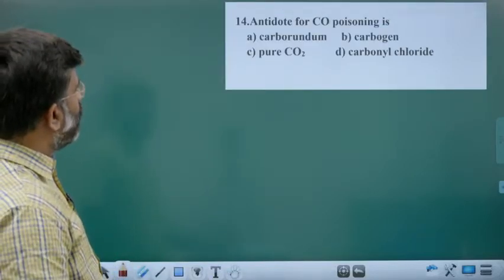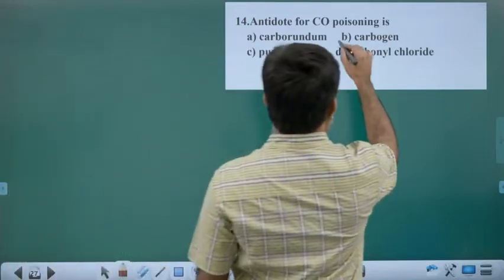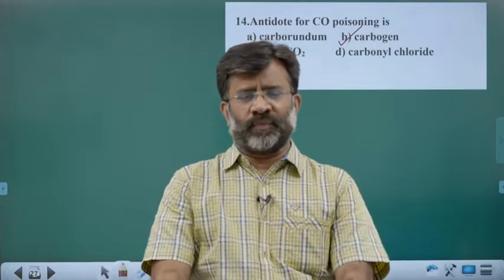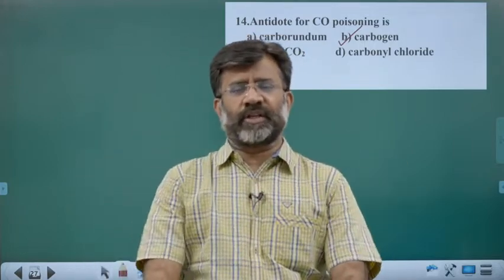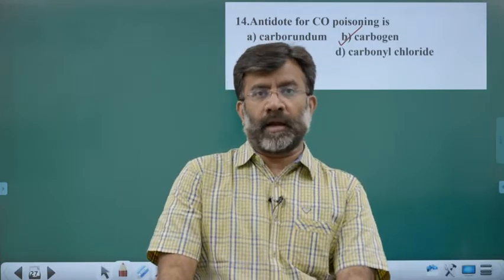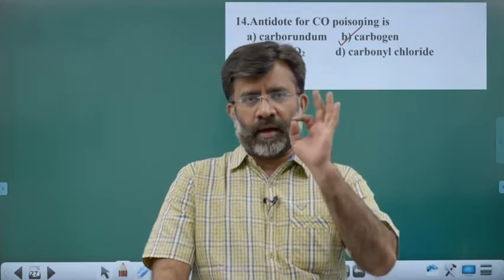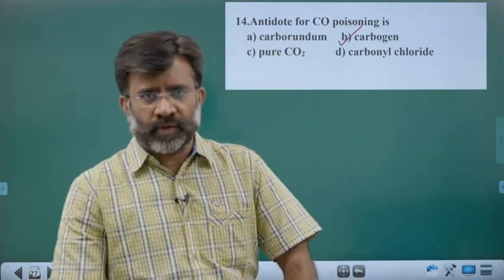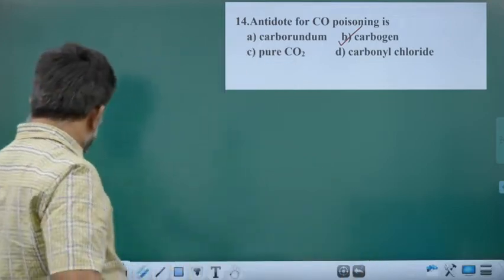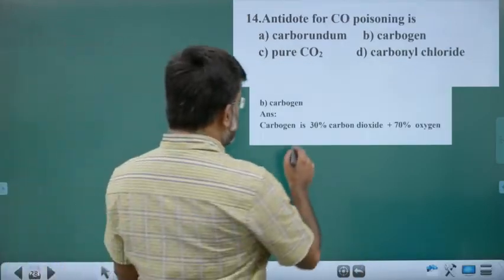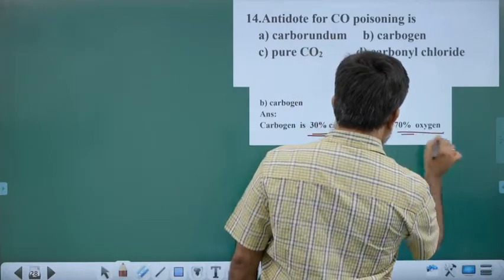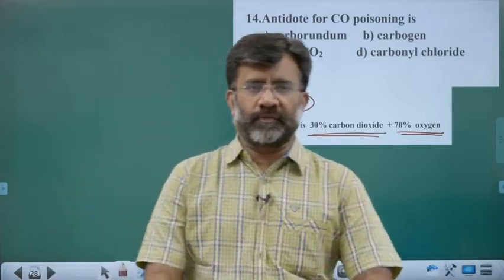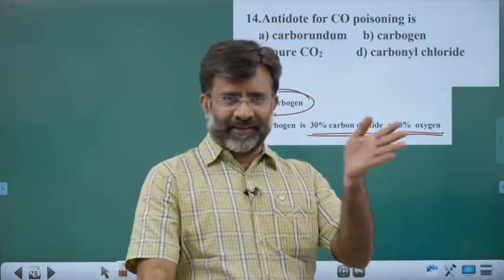Antidote for CO poisoning. The antidote for CO poisoning is carbogen. CO is poisonous, everybody knows, and carbogen can be used for effective treatment. Carbogen is a mixture of carbon dioxide with oxygen, 30% carbon dioxide and 70% oxygen, used for treating people affected with carbon monoxide. Okay. Next question.